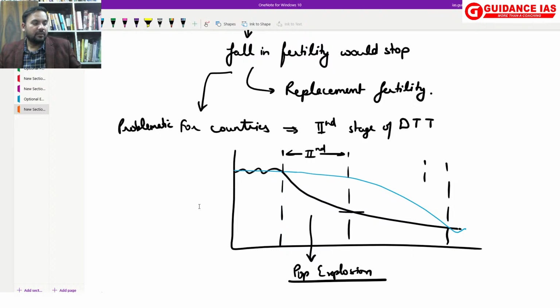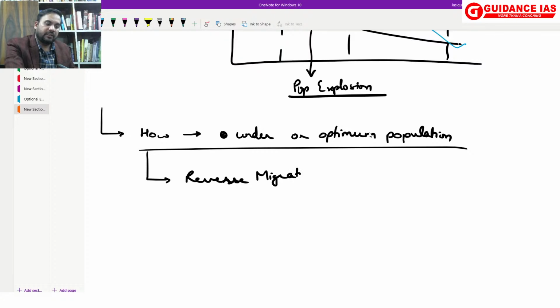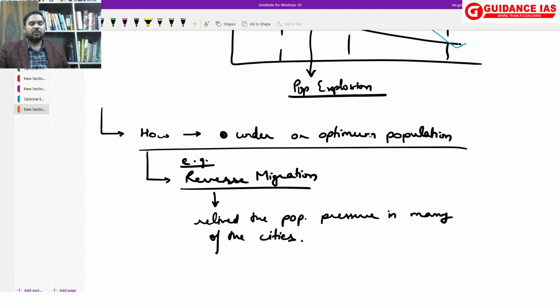ठीक है? Same thing we can talk about under or optimum population को एक में club कर सकते हो. So, for example, here you give the case of reverse migration scenario. Example though, which occurred in the COVID. Can I say it has definitely relieved the population pressure in many of the cities? Yes or no?